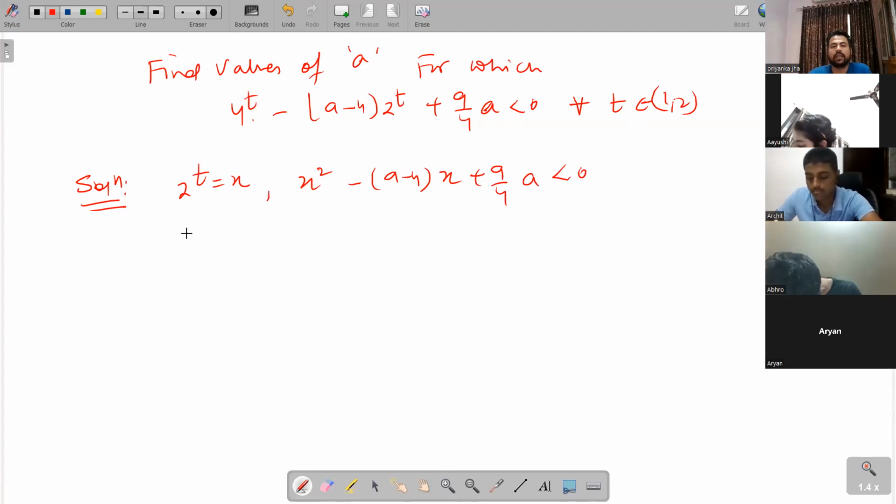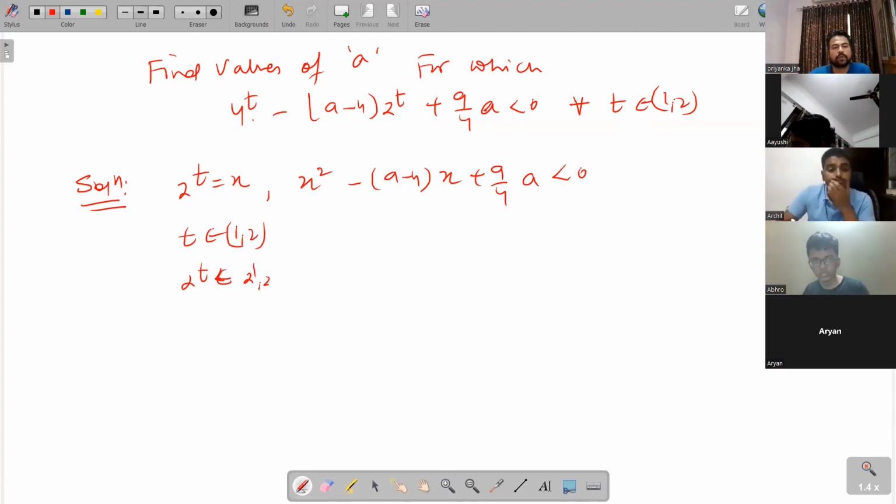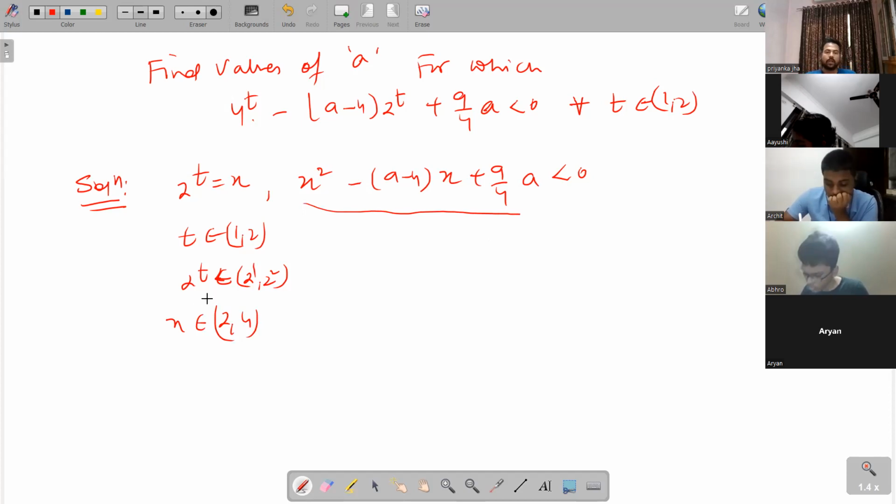Now see, t lies between 1 to 2. So 2 raised to t lies between 2 raised to 1 to 2 raised to 2. So x will be between 2 to 4. Now you can see that. So this is your quadratic inequation, and now x is defined here. So in this interval only we have to talk, right?